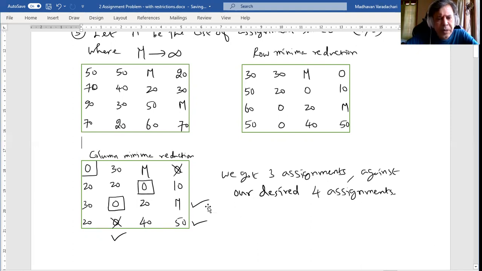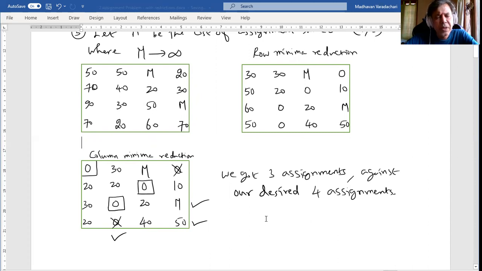Repeat this step. A row is ticked, had a 0, tick the corresponding column. Column is ticked, has an assignment, tick the corresponding row. Means it is getting repeated. No more further ticking is possible, so you have to stop the ticking process.